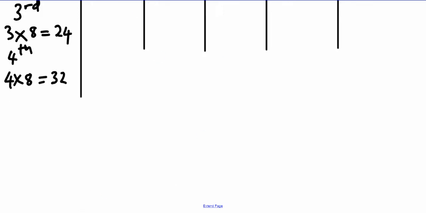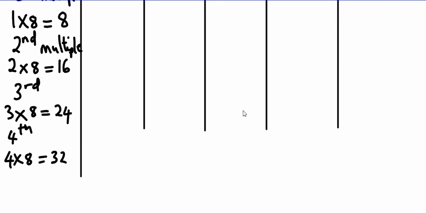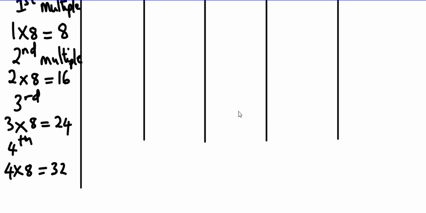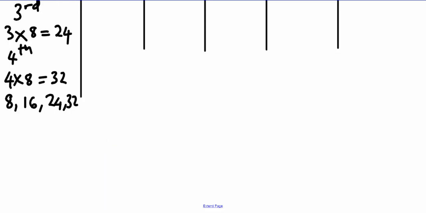Okay, now what are the multiples in that case? So we got over here the first multiple was equal to 8, second multiple was 16, the third multiple is 24, the other one, which is the fourth multiple, is 32. Correct. Now there is another way of finding multiples of a number.